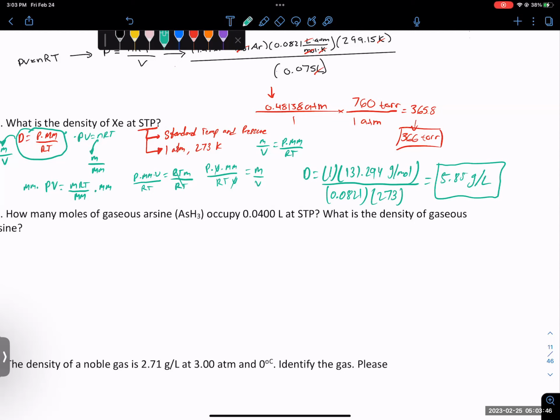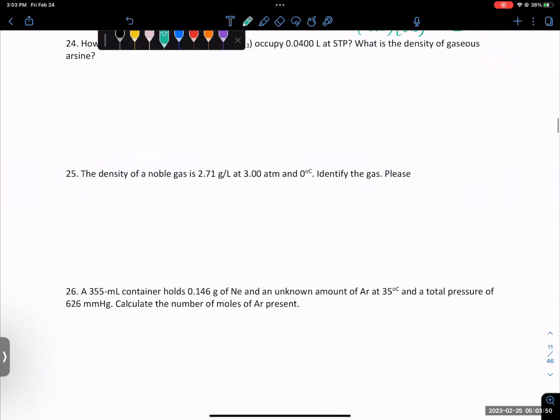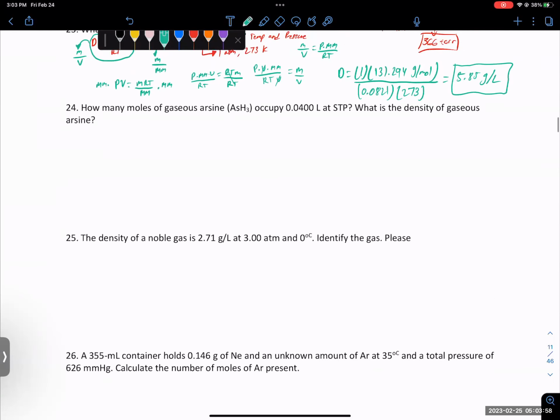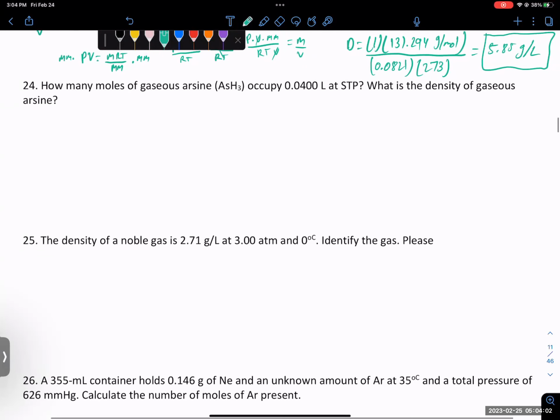All right. I hope if you were here yesterday, you did a problem just like this one. If not, there are plenty more attempts at similar problems. Anyways, go ahead and try number 24.